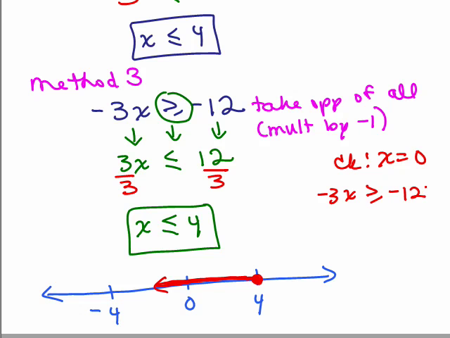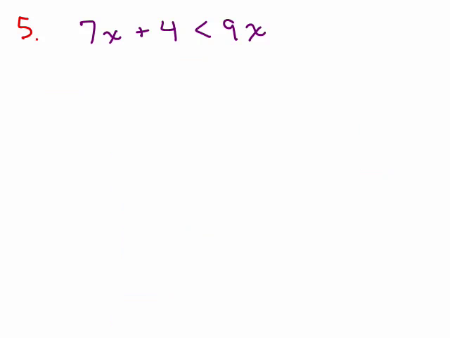So we're going to put in 0 for x, and 0 greater than or equal to negative 12. Is that true? Yes, it is true. Therefore, that's the correct solution. Next problem. All right, we've got variables on both sides.